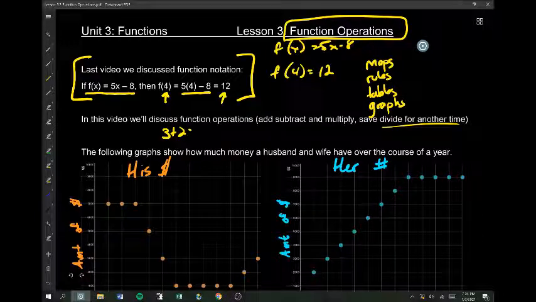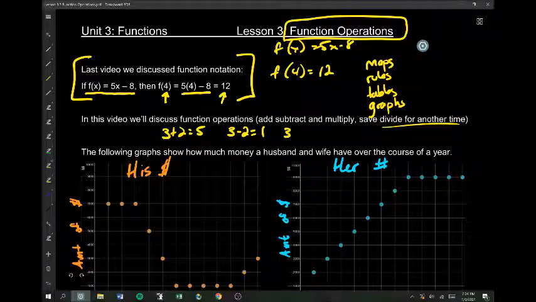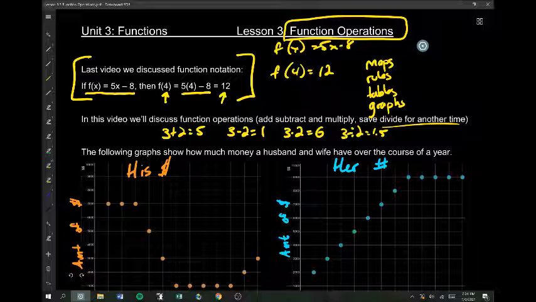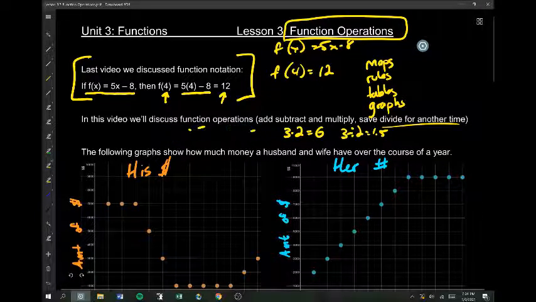With addition, you tend to get whole numbers out of whole numbers. In subtraction, you'll get whole numbers out of whole numbers, or at least integers. In multiplication, you'll get whole numbers out of whole numbers. But with division, you don't. So division is kind of special. That's why we treat it differently.